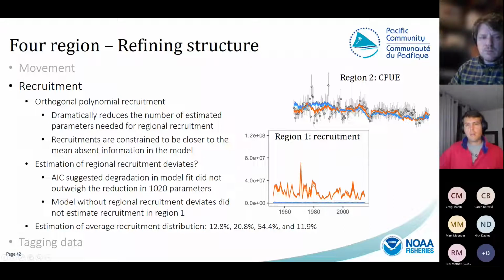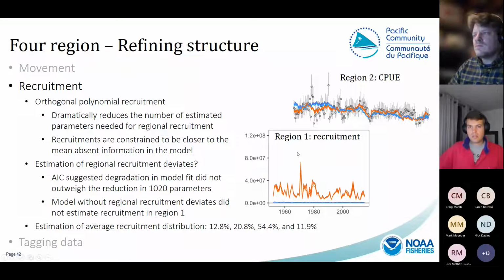And so kind of the biggest difference that you saw turning those regional recruitment deviates on or off is here illustrated in the region 2 CPUE, the fit to that. The orange line is with the regional recruitment deviates turned on, and it doesn't do a great job of fitting this early stuff, but it at least makes an attempt at it. Turning that off, it essentially just gives up, and it just fits smoothly through that first half of the CPUE period, and it's an even worse fit. Let's just leave it at that.